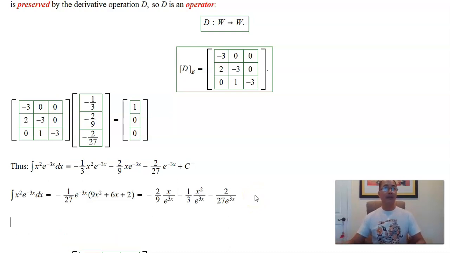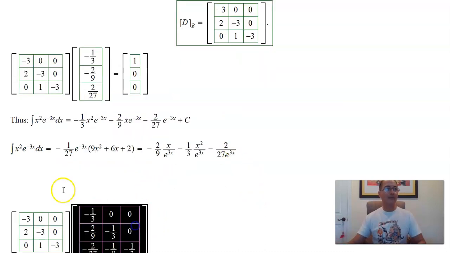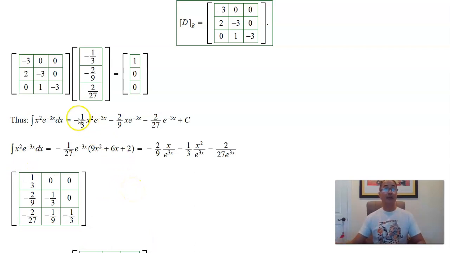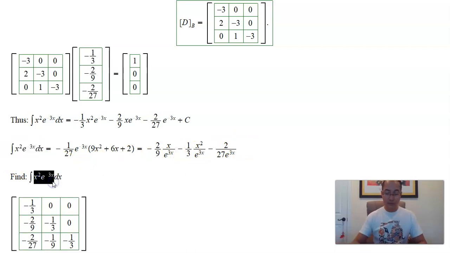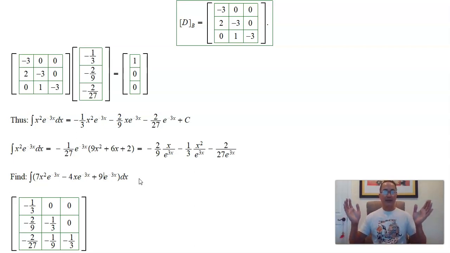So the great thing about this matrix that we found, this one, good thing I didn't erase it, is that it can help us find more complicated antiderivatives. How would you find the antiderivative of, what if you had 7x squared e to the minus 3x minus 4x e to the minus 3x plus 9 e to the minus 3x? Once again, we're doing magic here. If you were back in calculus, you would have to do integration by parts several times. That'll take you maybe 15, 20 minutes.